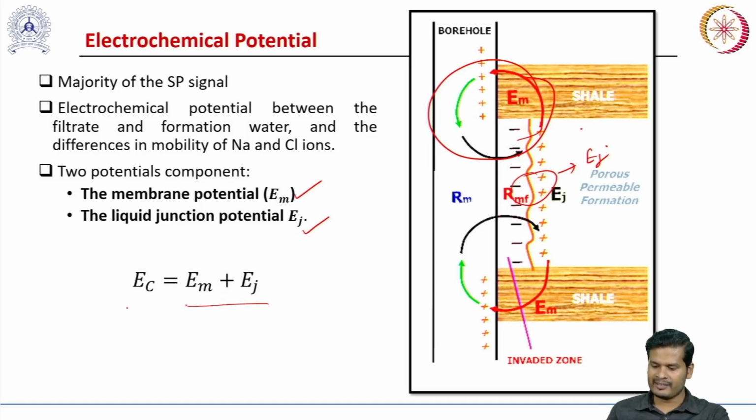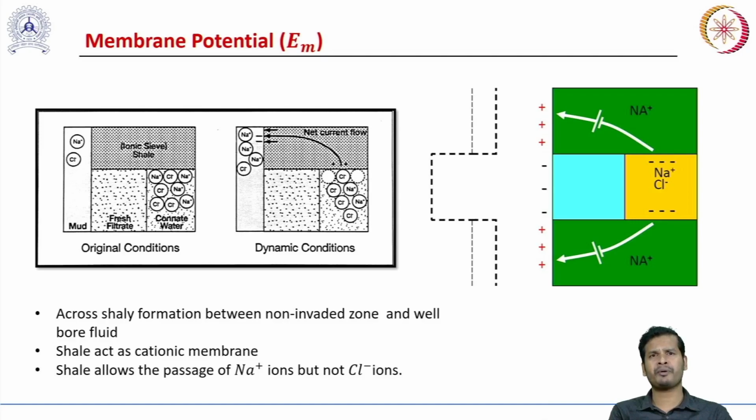So EC in most of the cases is the total potential inside the wellbore and the formation. So this is the total potential, because EK, as I mentioned earlier, is generally close to 0. So let's discuss why membrane potential develops and why junction potential develops. Starting with the membrane potential.